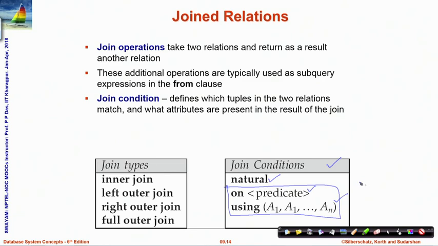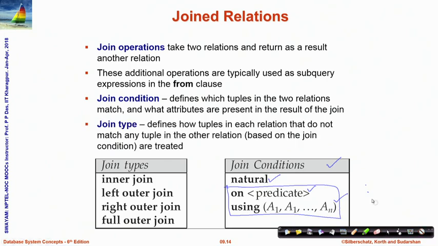And finally, there are four types of join that can happen, that is the inner join we have seen, the left outer join, right outer join, and we will soon see the full outer join.